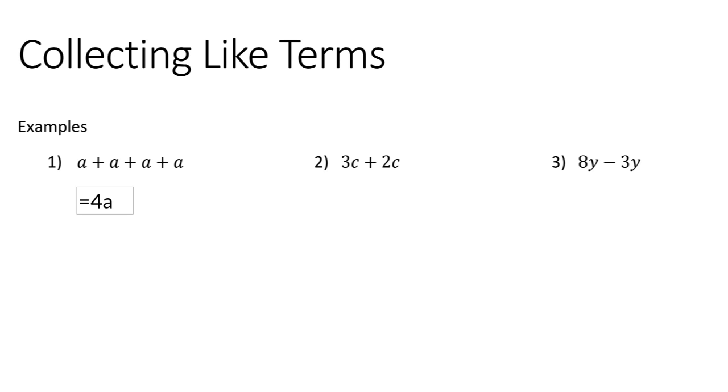Okay, let's have a look at number 2 then. We've got 3C plus 2C. Remember, this is just adding up how many letters that you have that are the same. So we're looking for how many of the like terms that we have. I've got 3C, and I'm going to add on another 2C. So that's going to give me 5C.